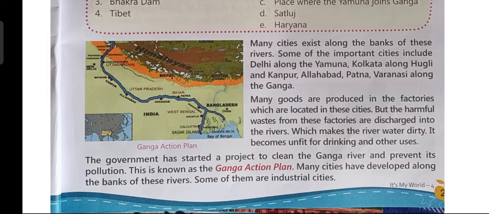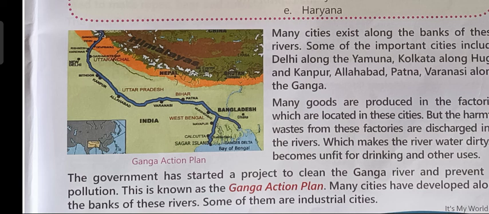So, children, there are many cities that exist along the bank of rivers. Now, see this image over here, children. You can see the blue line. Now, this blue colored line shows the Ganga river. So, children, we can see so many important cities like Kanpur, Allahabad, Varanasi, Patna located along the Ganga river. So, children, in the same way, Delhi lies along the river Yamuna, Kolkata lies along Hooghly River, and then Kanpur, Allahabad, Patna, Varanasi lie along Ganga River.